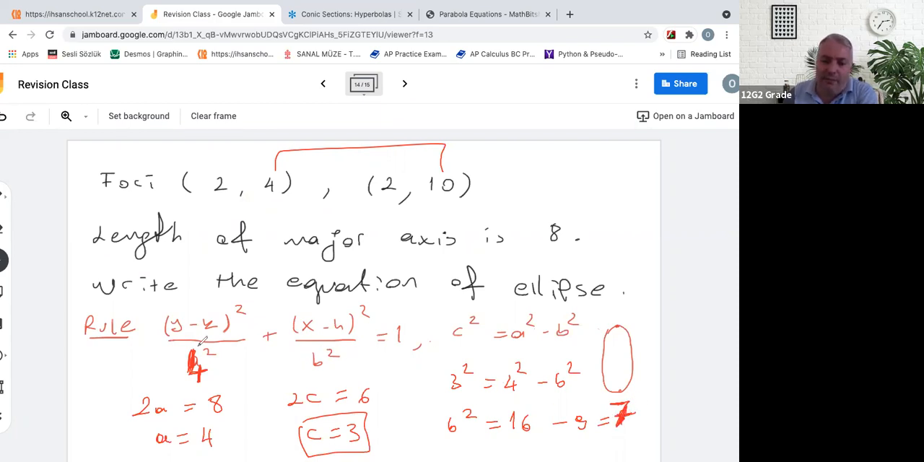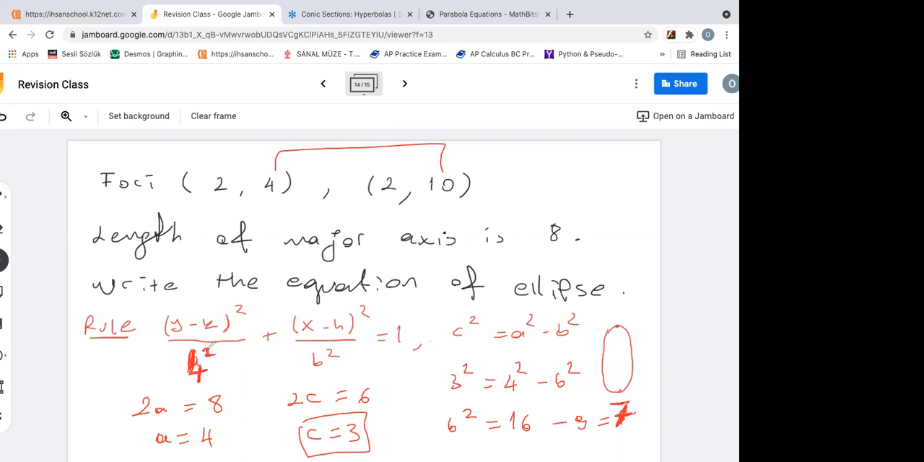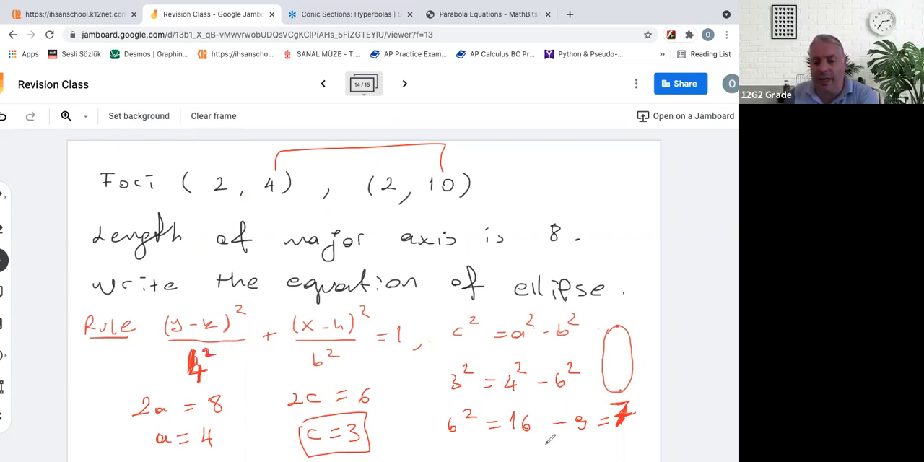So it will be, by the way, a squared, it says. So it means 4 squared, right? Yes, sir. And then b squared is 7. It means that we should write b is root 7. So we should say root 7 squared. Okay, root 7 squared.